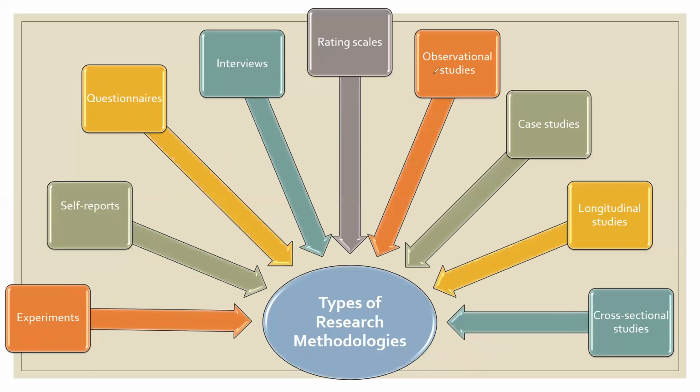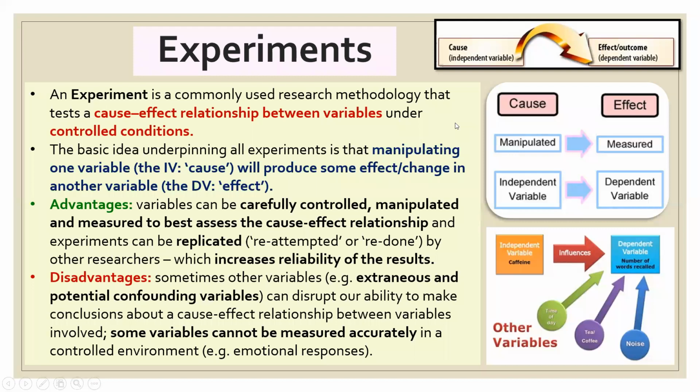So simply put, research methodologies help us to collect data. For each of the research methodologies, it's just important for you to know the definition of that research methodology, as well as one advantage and disadvantage. So the first one is experiments. Experiments test the cause-effect relationship, and they often do so in controlled conditions. So we're talking like a lab, a place where you can actually easily manipulate and control those conditions.